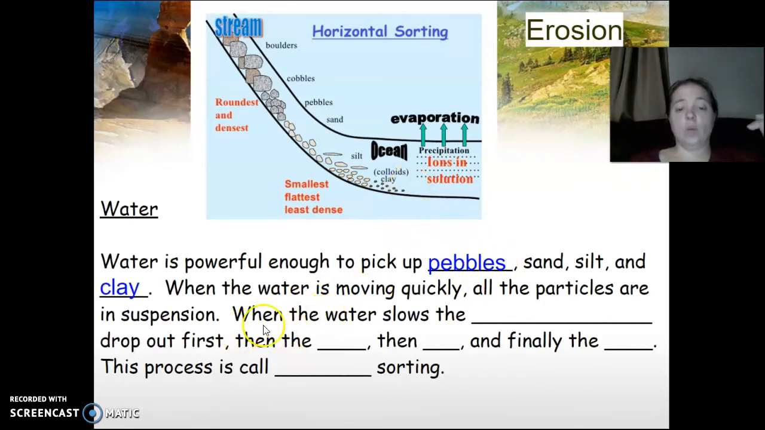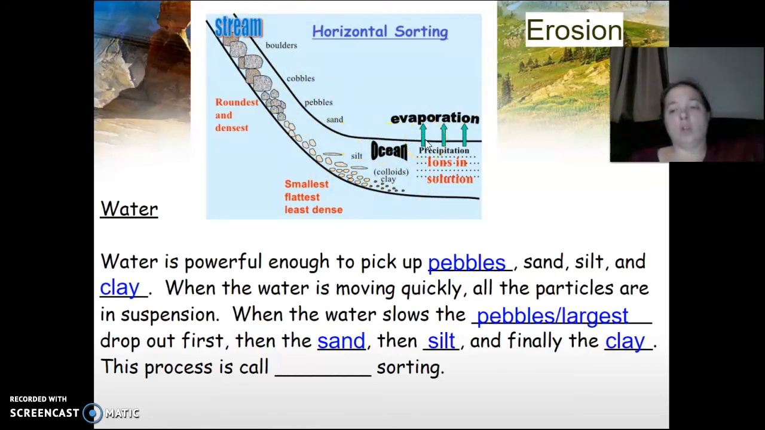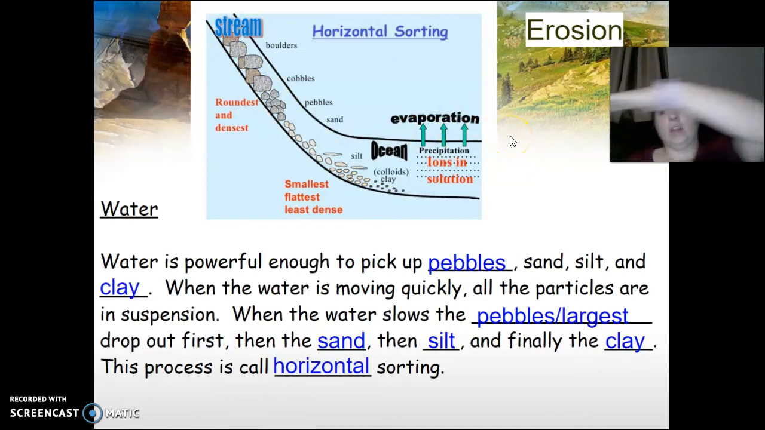So when the water slows, the pebbles, or the largest particles, fall out first. Then you'd get sand, silt, and finally clay. So you can see that right here. The boulders would drop out first, then the cobbles, the pebbles, sand, silt, and clay. And that would be as the stream hits into the ocean or into a big lake. This is called horizontal sorting, because it'd be going horizontally, along the horizon, because it's spilling out. Okay, so this is one type of sorting.